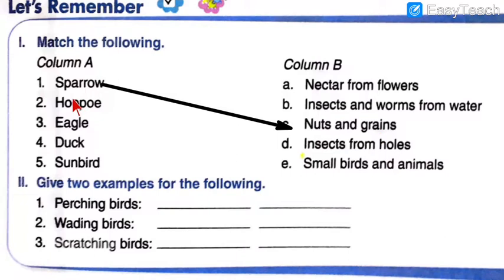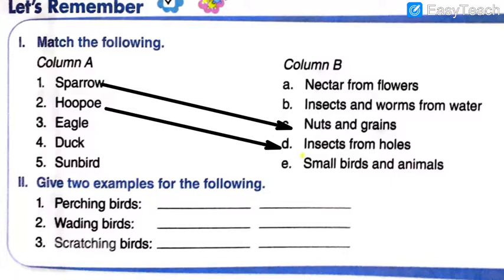What about the hoopoe? Do you remember the hoopoe? This bird and the woodpecker both have pointed and strong beaks. So they eat the insects from the holes. They cannot poke a hole in the tree, but they can eat the insects from the holes which are already present in the tree trunks.